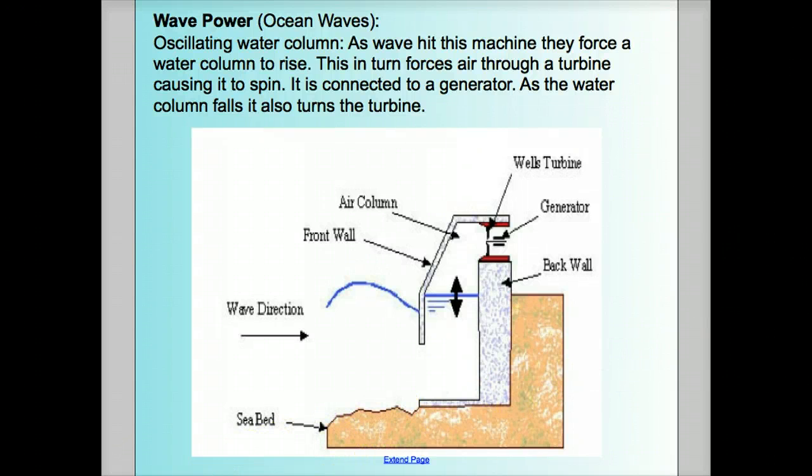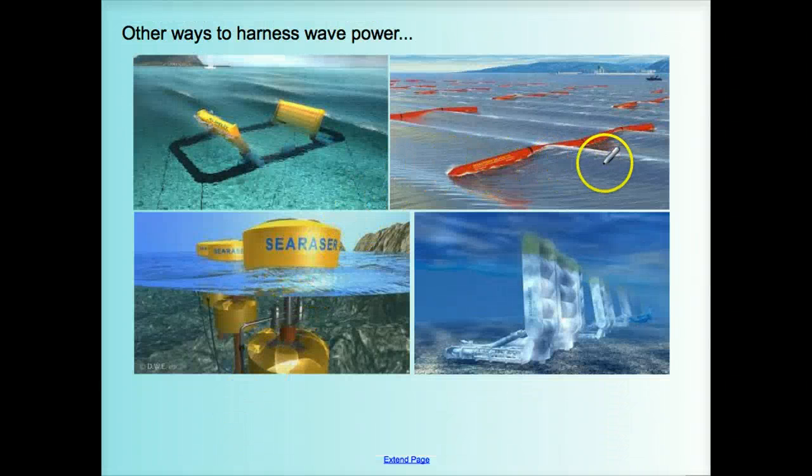So that's one type. It's not the only type, but it's the type the IB wants us to be most familiar with. We also have other ways. We've got these floating barriers. We've got these devices which are underneath the water which go backwards and forwards as the waves come past. These devices go up and down as the waves come past. This first device here is very similar to this one, where they flap backwards and forwards as the waves come past.